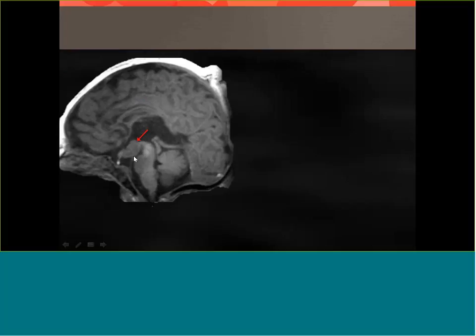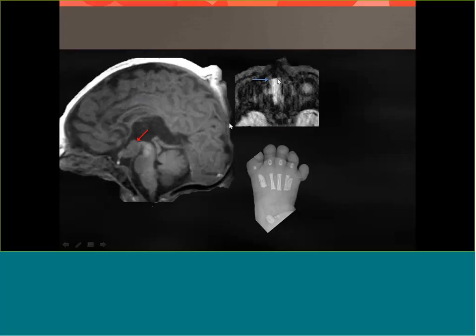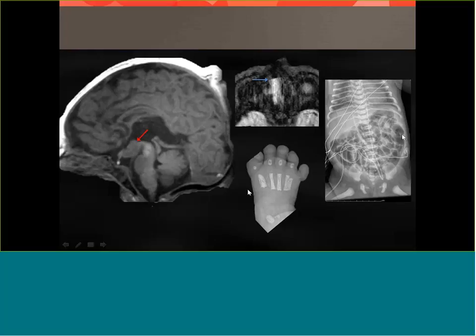That can occur in isolation. It can also be part of syndromes, and so we need to look further. You can see that the neurohypophysis is ectopic here, sitting in the lower part of the stalk. Patient has choanal atresia. You can see an air fluid level in the nasal cavity, syndactyly, and anal atresia. So this is the Pallister-Hall syndrome.